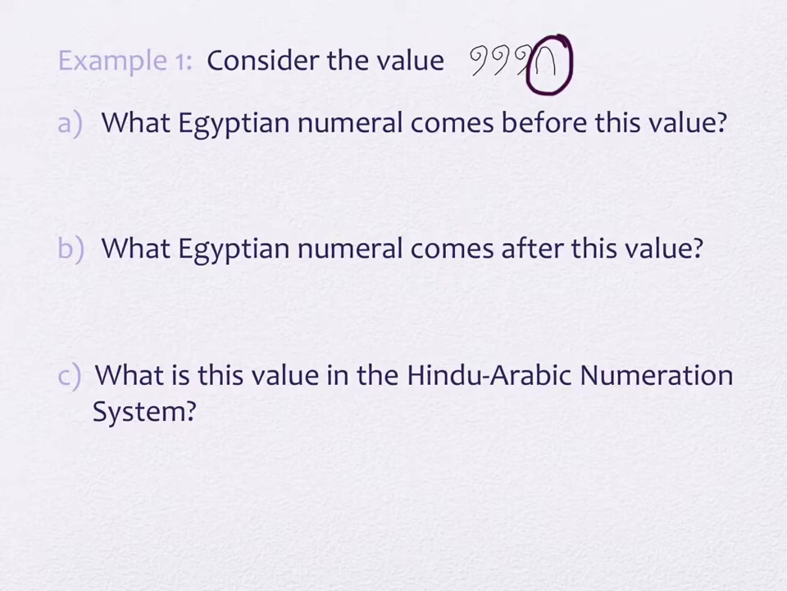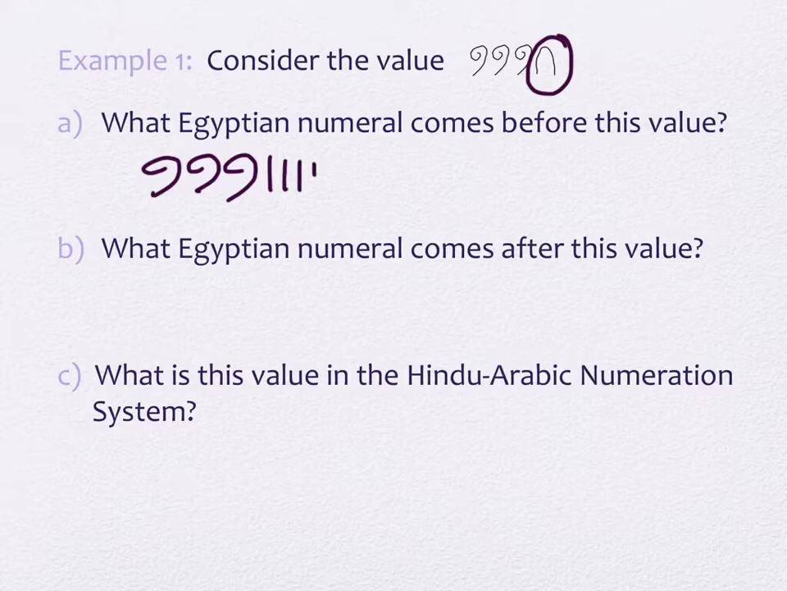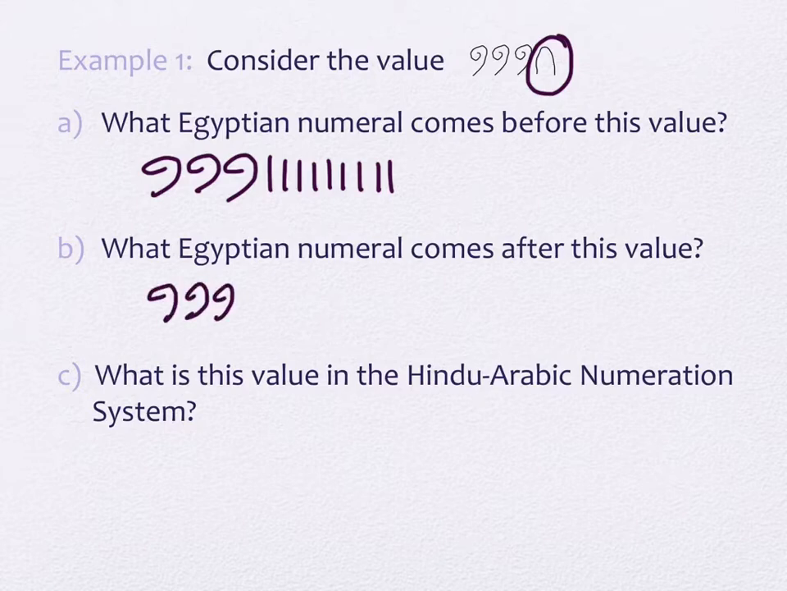10. What would come before it? 9. So all of the beginning stuff stays the same. I have 3 scrolls. And then I would take my heel bone and I would turn it into what? 9 vertical staffs. What would come after this numeral, rather? Yeah, we would just take what we already originally had and we would add a vertical staff. So I have my 3 scrolls, I'll have my 1 heel bone, and then I'll have a single vertical staff afterwards.